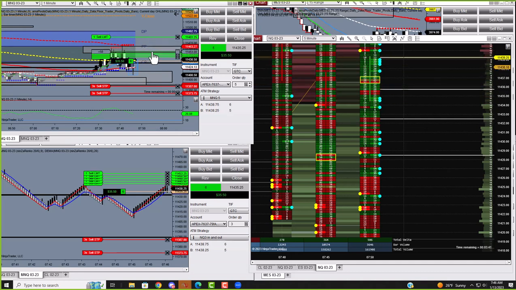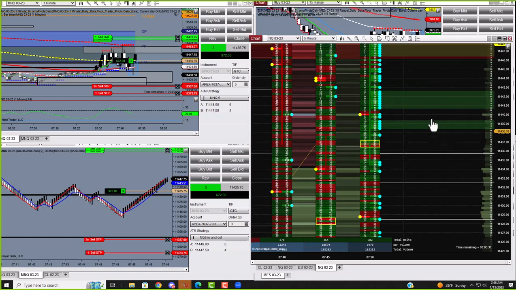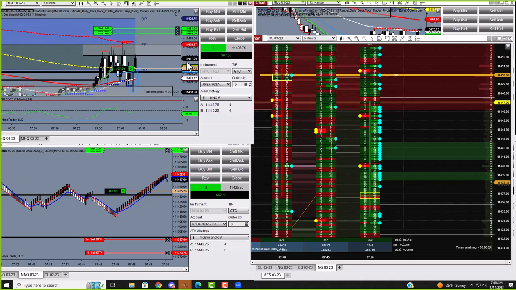Target filled. I'm not wrong, man. I know I'm right. It just ran my stop again. That's all it did. Look at that. Already back $5. Come on. Target filled.